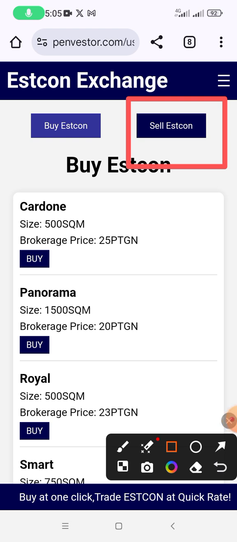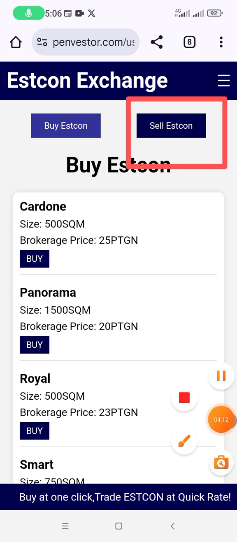And the strategy you apply as a broker is to buy ESTCON at a lower price and then sell it at a higher price. Let me do this practically. So I want to sell this Elon ESTCON I have. I want to sell 450 Elon ESTCON. Now let me check the price for the worth of 450 Elon ESTCON.